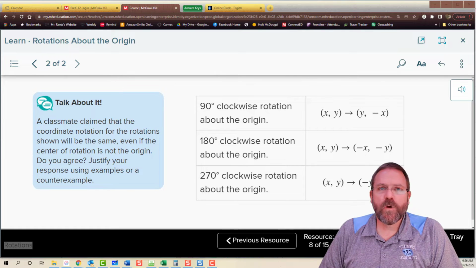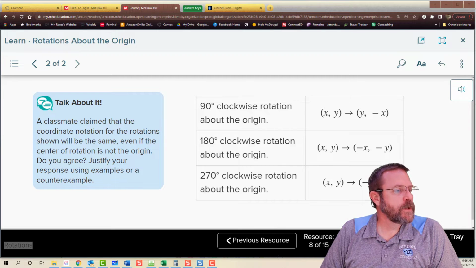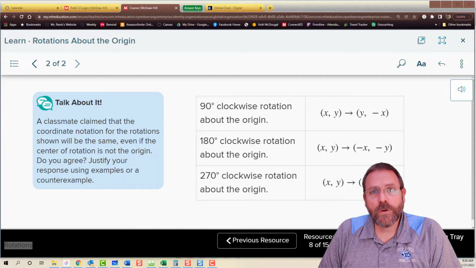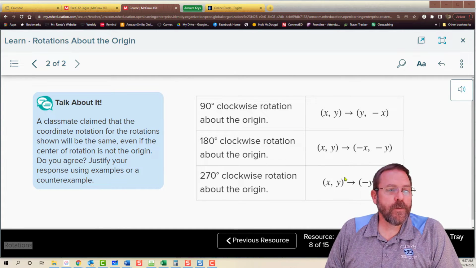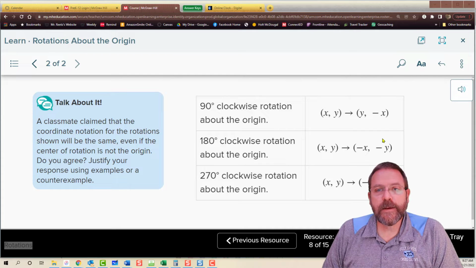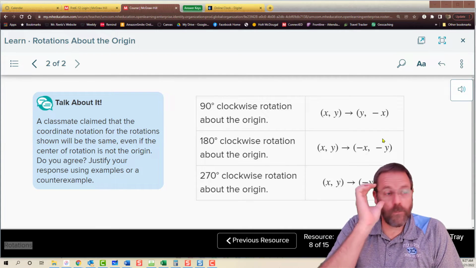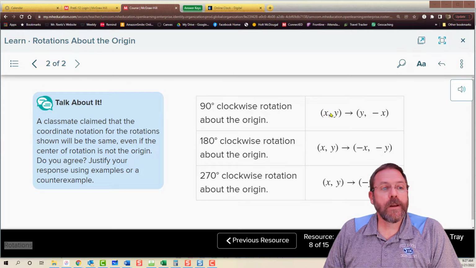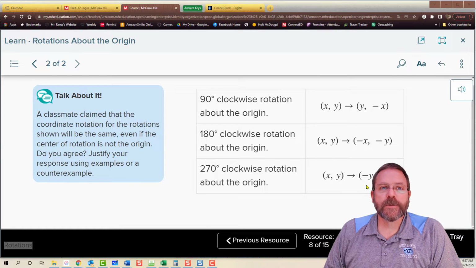A classmate claimed that the coordinate notation for the rotations shown will be the same even if the center of rotation is not the origin. Do you agree? No, you do not agree. The only time this pattern that they're giving you here works is if you're rotating around the origin. As long as you're rotating around the origin, for a 90 degree clockwise, you flip the order of them, and then you take whatever the x value was and find the opposite of it. For a 180 degree clockwise, all you do is find the opposite of the x and the y value, and for a 270 degree clockwise, you flip the order of them again, and then whatever the y value was, you find the opposite of it as well.